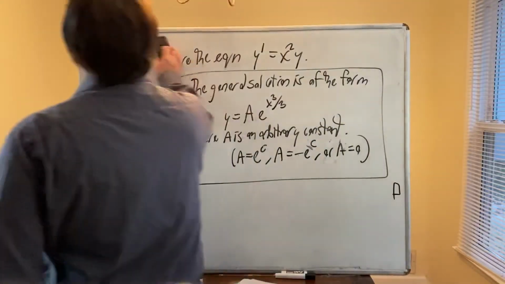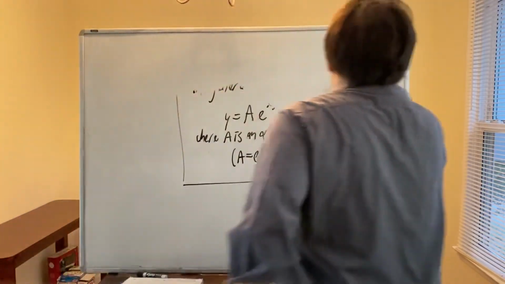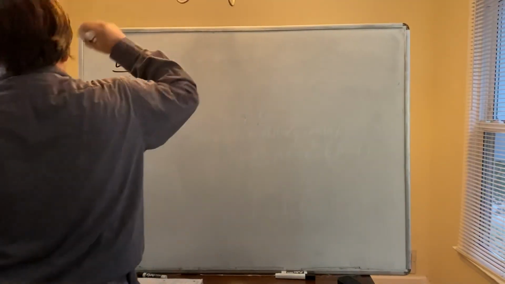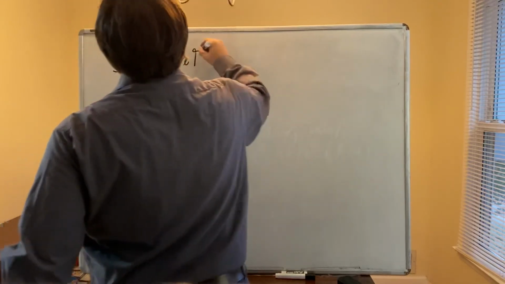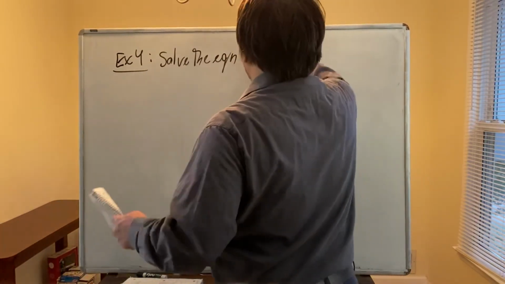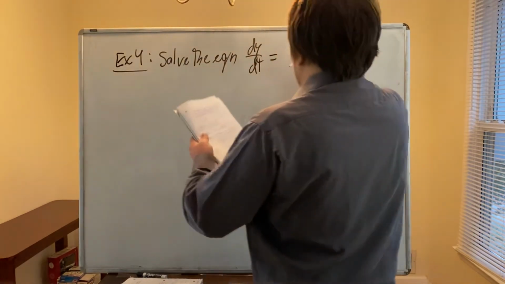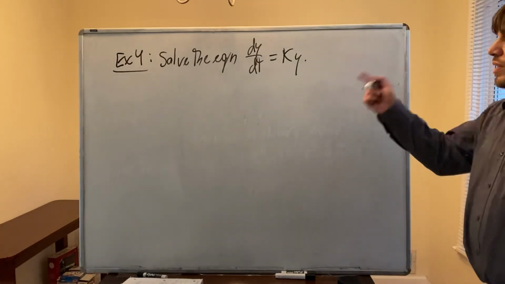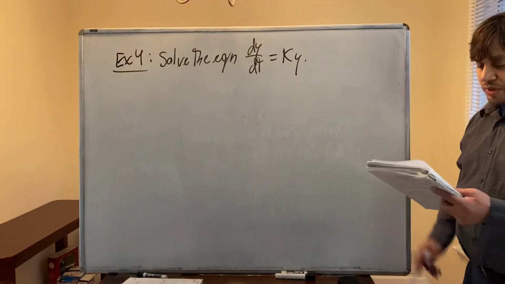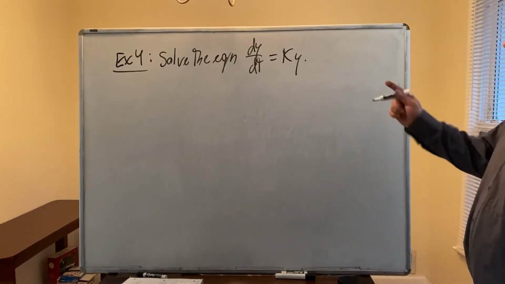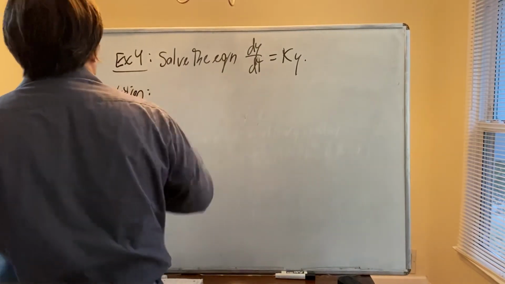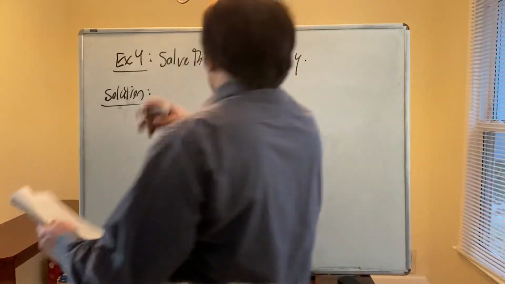Okay, one more example. Example 4. So example 4 is solve the equation dy dt is equal to ky. Okay, so we stated this differential equation in 5.5, and we talked about the law of natural growth or decay. This is a separable differential equation, and so we can solve it using the methods of this section, and we'll get the answer that we used before.